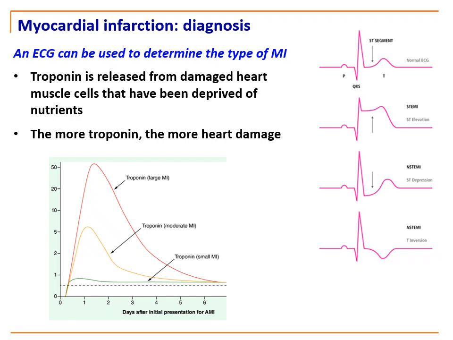So here's just an example of your levels. You've got very high levels, a large MI. Lower levels of troponin, a moderate MI. Small levels of troponin, a small MI.